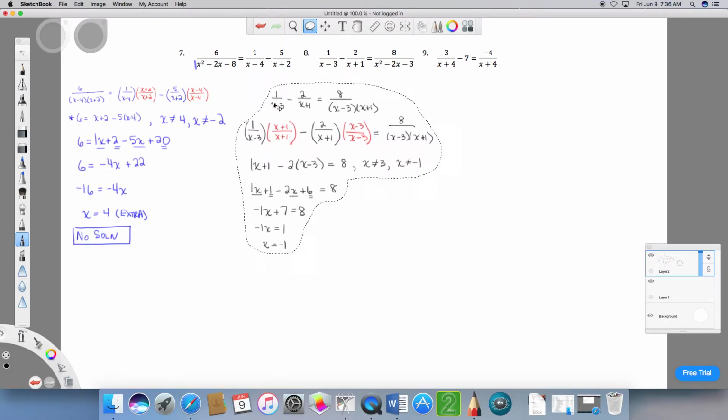Yes, it's true that x equals negative 1 is a solution to that resulting equation after I cleared the fractions, but when I multiplied both sides of this equation by a variable, it was under the assumption that I'm multiplying both sides of this equation by a number, not by something that's undefined. So this is extraneous, and we have no solution.